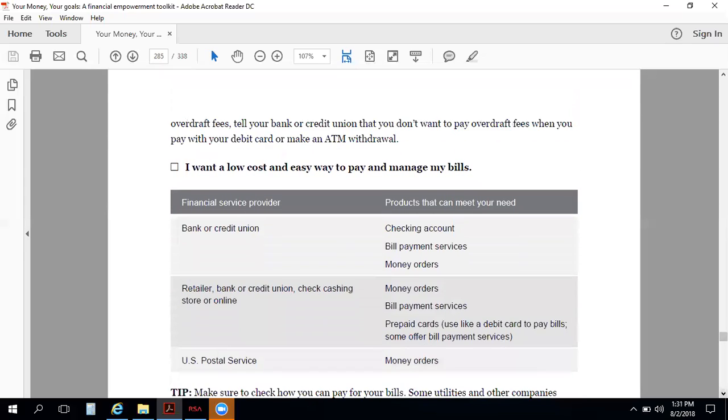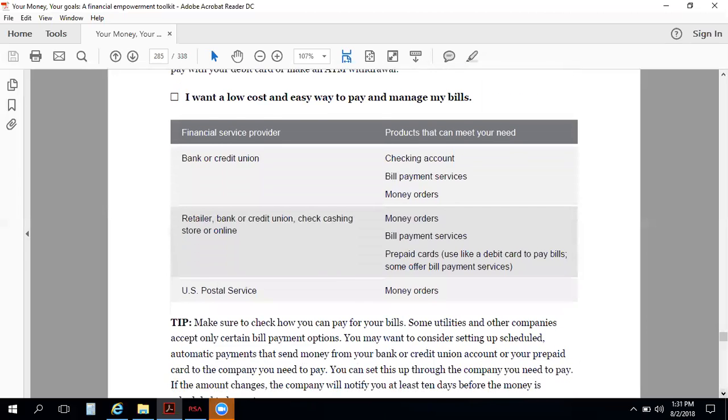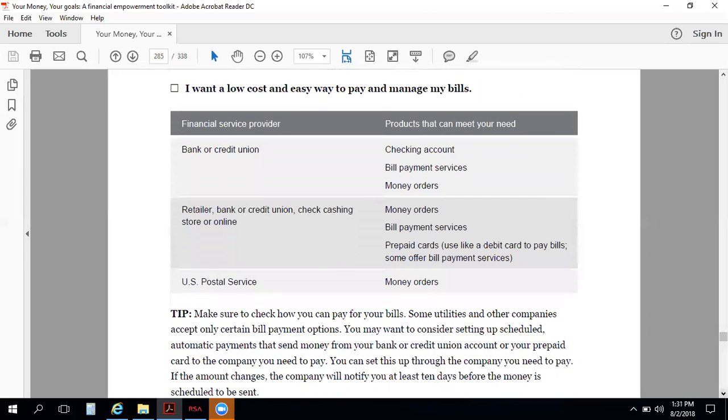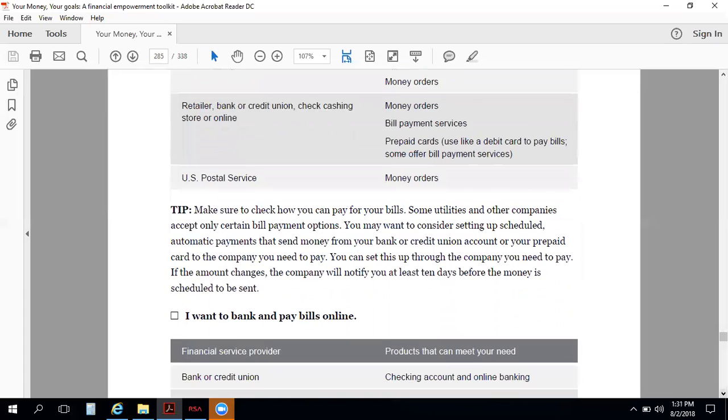Or they have a goal of being able to pay and manage bills. They have a couple options. If they don't want to do the bank or credit union, they can still go to the postal service and do a money order. I'm sure that a lot of people are moving away from money orders these days because you can do almost everything online, but that is still an option for people that don't want to do checking or savings. They can get money orders to pay their bills and help them manage their expenses.